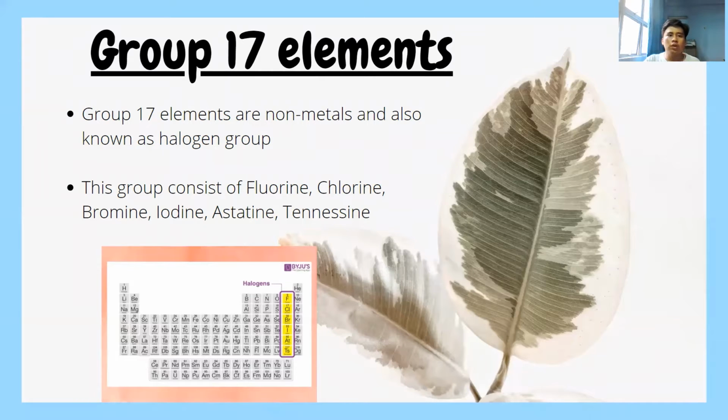First, I will explain about the introduction of group 17 elements. Group 17 elements are non-metals and also known as the halogen group. Why halogen? Halogen comes from a Greek word that means self-producing. This group consists of fluorine, chlorine, bromine, iodine, astatine, and tennessine. The periodic table below shows the location of the halogen group.